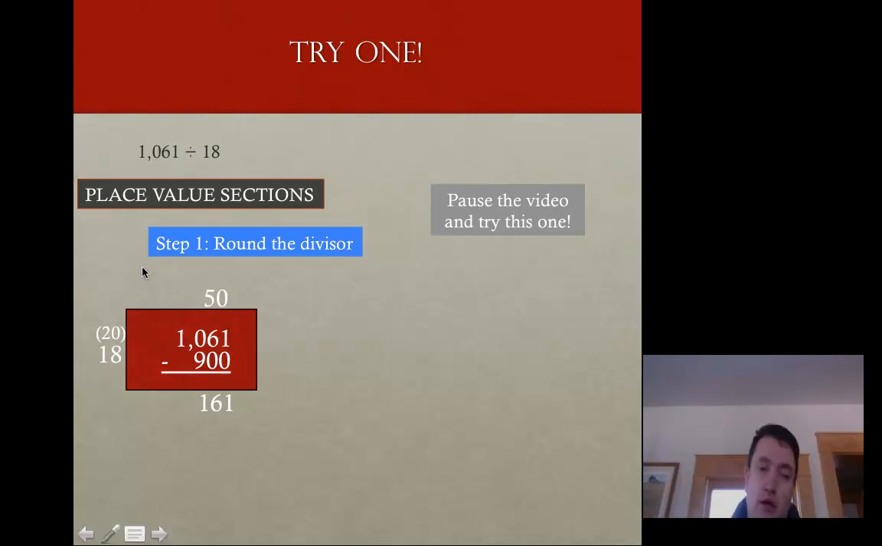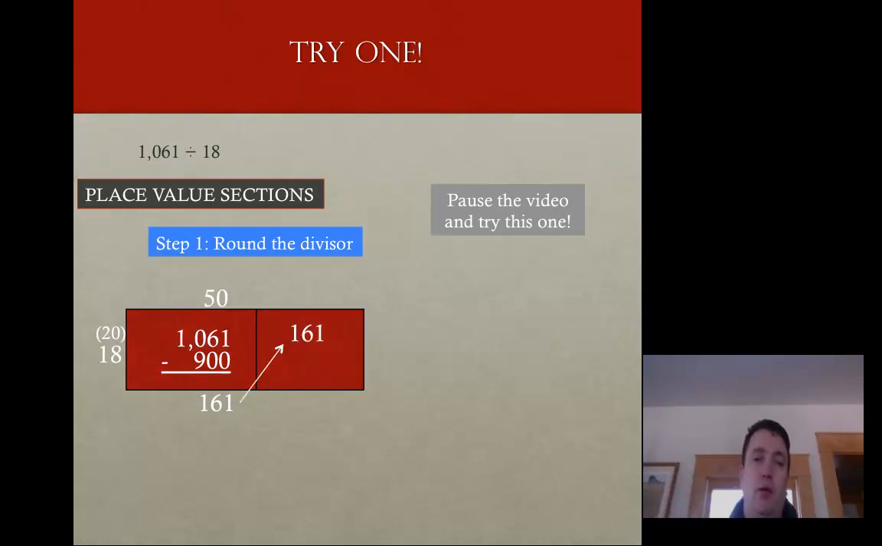Okay, you can also do this mentally. If you know that 20 times 50 is 1,000, 18 is 2 less than 20, so I've got 2 50s that I take away from 1,000. 2 50s are 100. That's where that 900 comes from. And again, if that's confusing to do in your head, just do it on paper, okay?